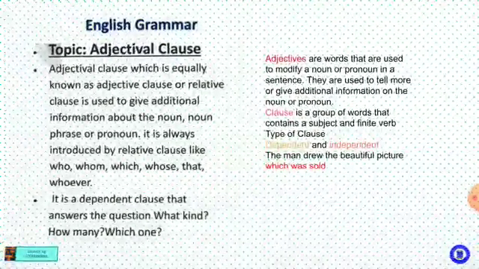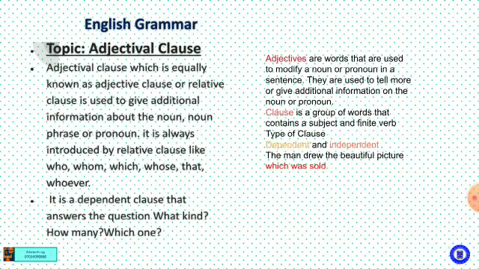The first example: they have a water pot. What kind of water pot? Remember, we say they answer the questions what kind, how many, and which one. So over here, it is answering the question, what kind of water pot? The one which is made of clay. So this part that begins with "which" is our what? Good. Adjectival clause.